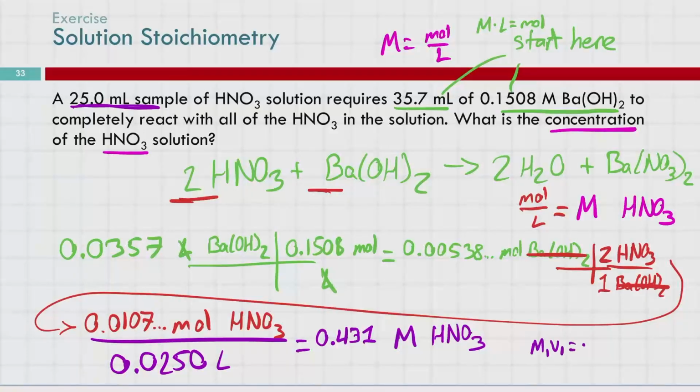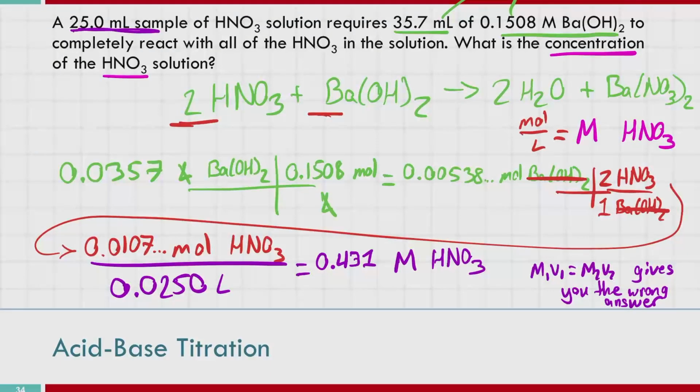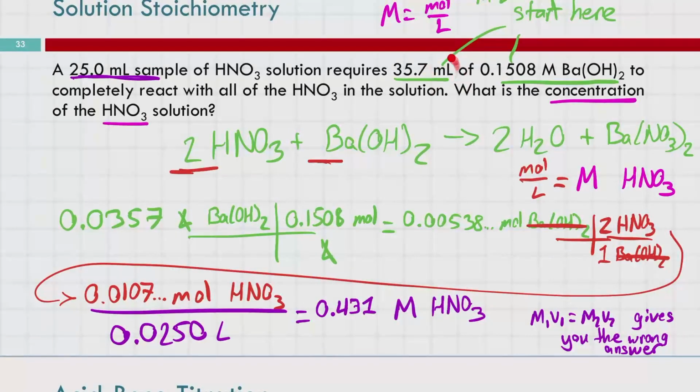Just as a note, M1V1 equals M2V2 gives you the wrong answer. So don't use that. Another note, you can actually leave this in the volumes. You can leave them in milliliters since they're both milliliters. The milli prefixes will just carry through and then cancel out at the end. So if you want to do that, if you're algebraically savvy, you're welcome to do so. Otherwise, for the rest of us, probably don't do that.